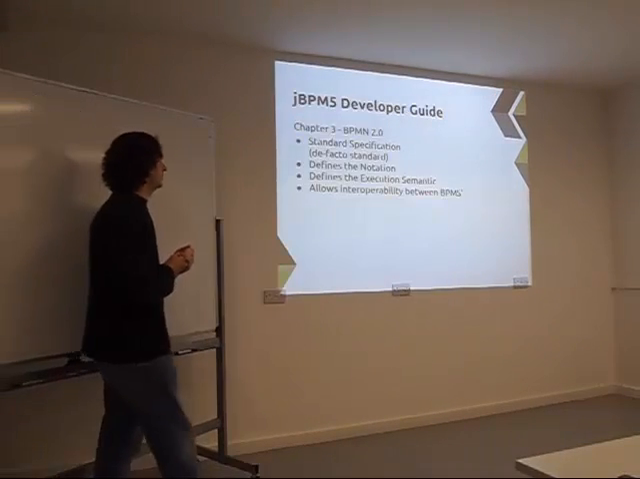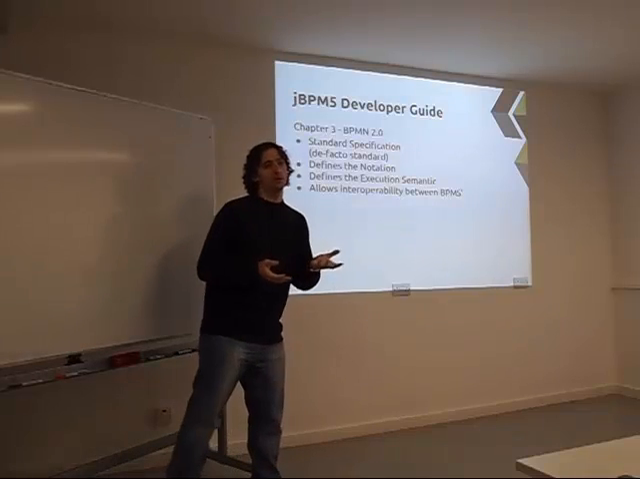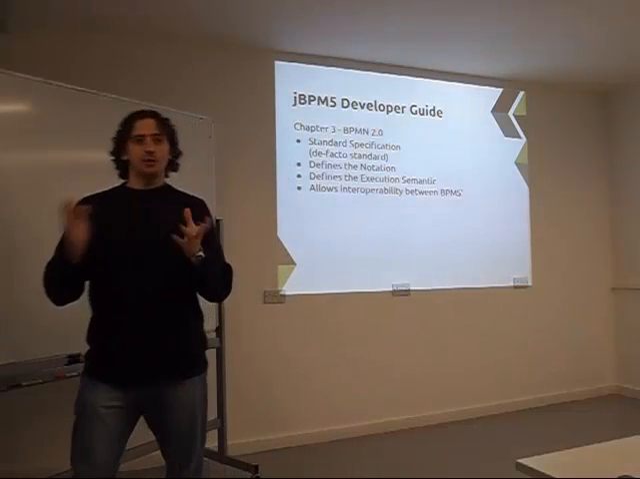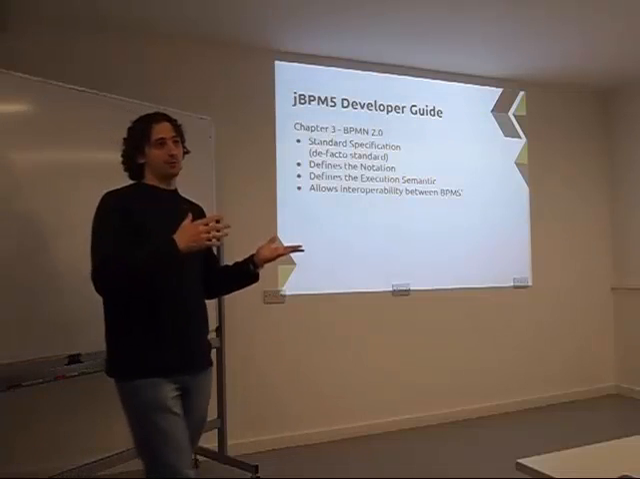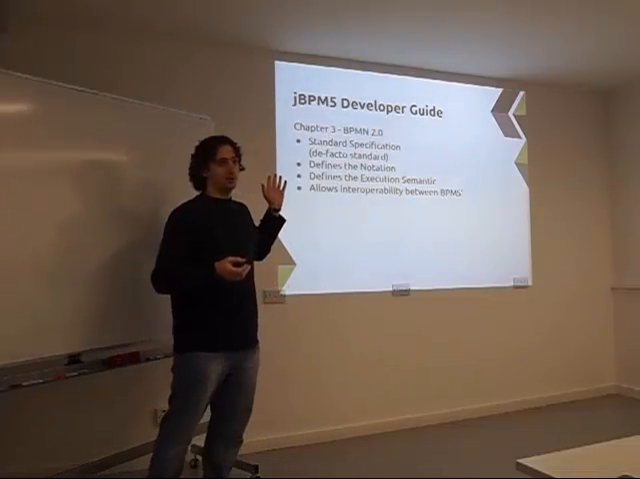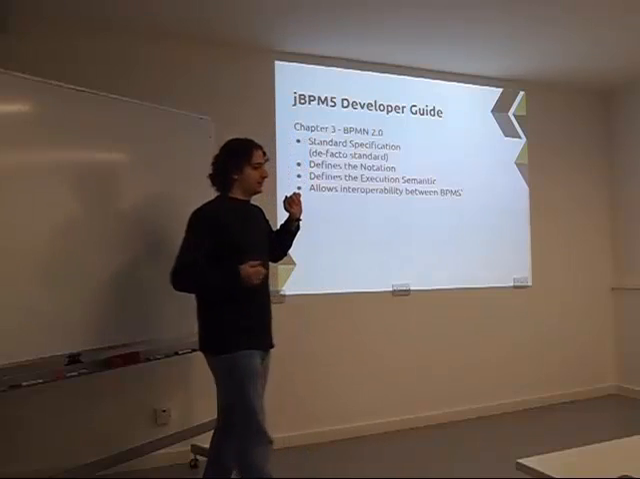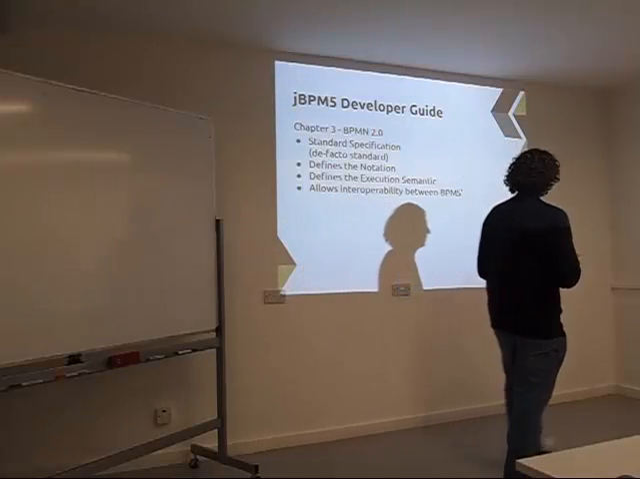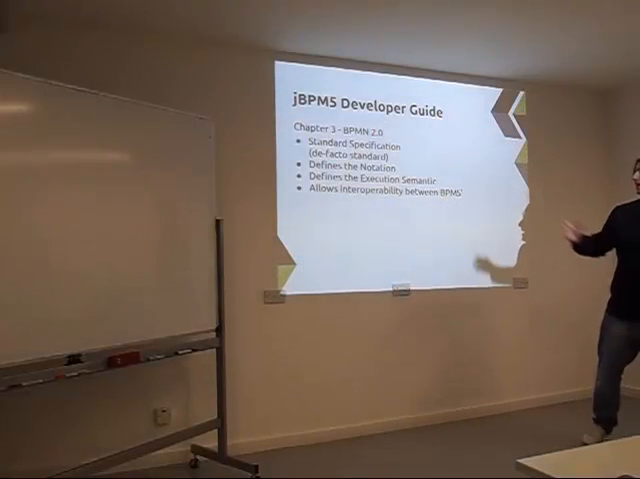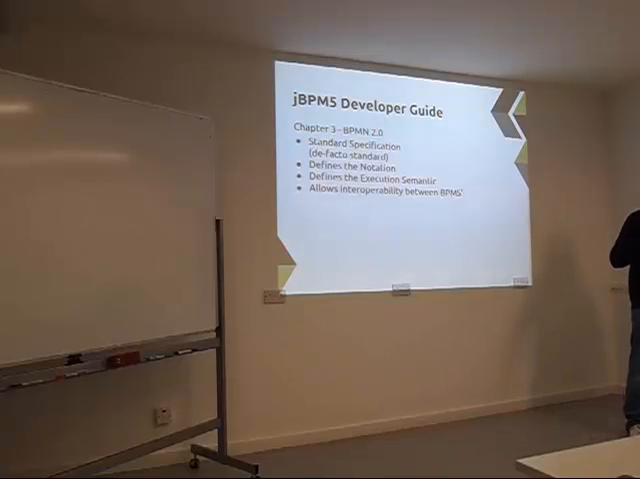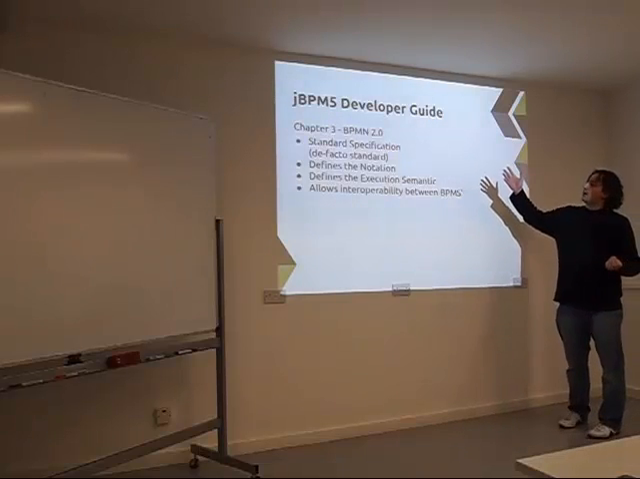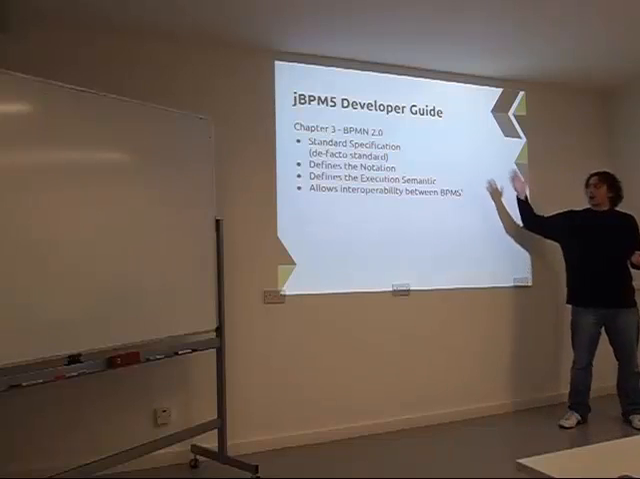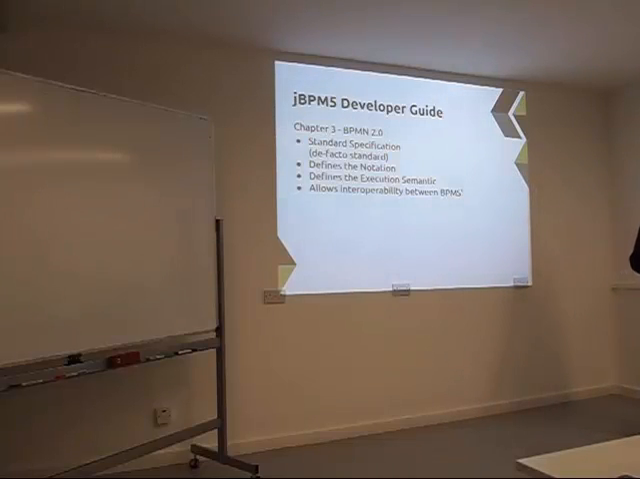So chapter 3 is about BPMN 2.0, and BPMN is the language that we use to define our processes. This is a standard language, and since jBPM 5.0, this is the de facto language of jBPM, and actually it's the de facto language for all the business process engines today. I mean, most of the typical business process engines are using BPMN 2 already.